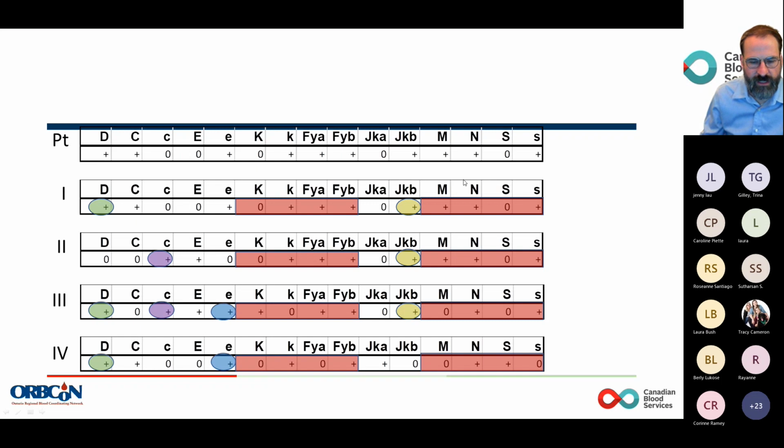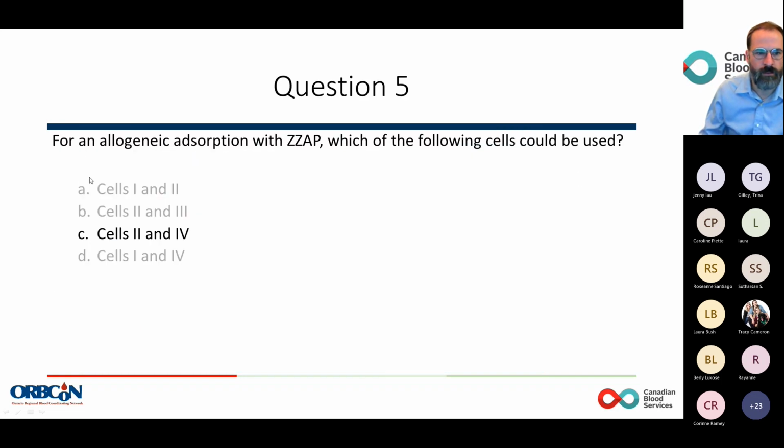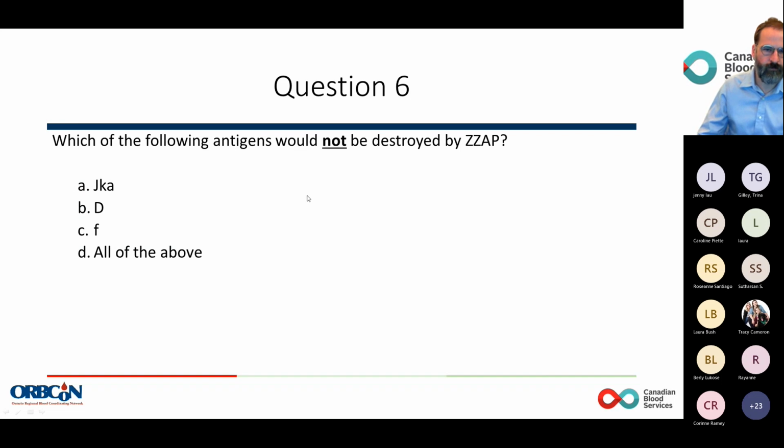When you look at the patient's phenotype, you might say, well, do we really care about the D positivity because this patient can't make an allo anti-D? But we don't know that. We don't know if this person is a D variant. So the safest and cleanest way of doing this would be to try and rule out any allo antibodies that could be made, not just looking at the patient's phenotype. So best answer C, cells 2 and 4, for the rationale we just went through.